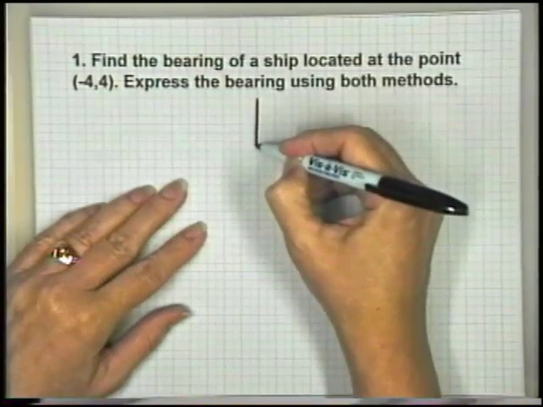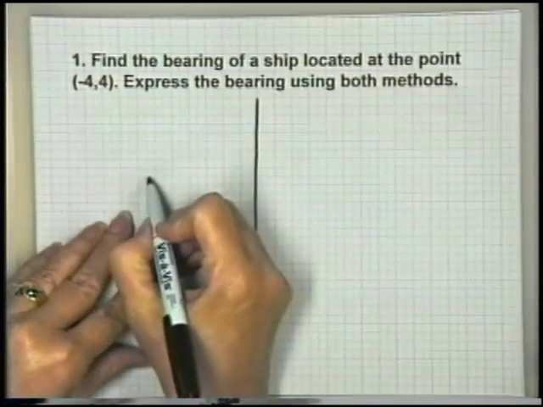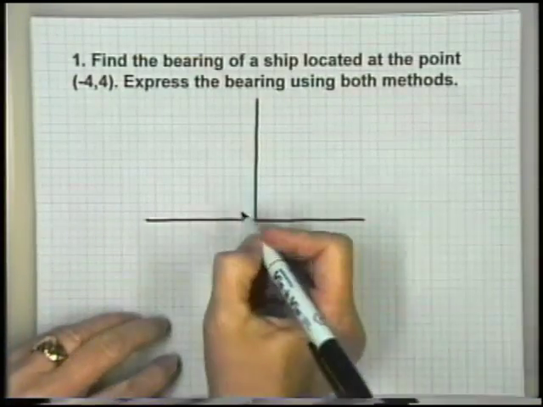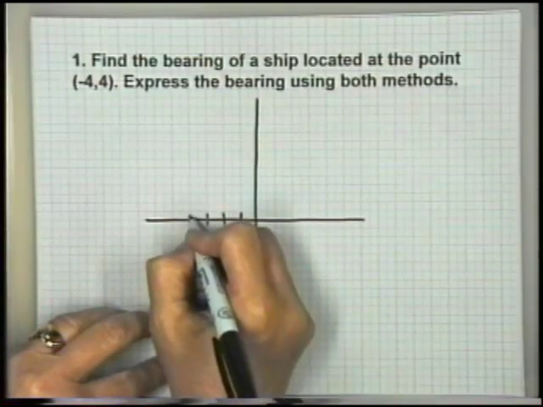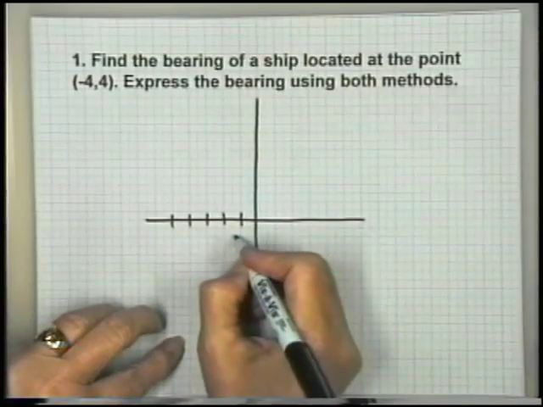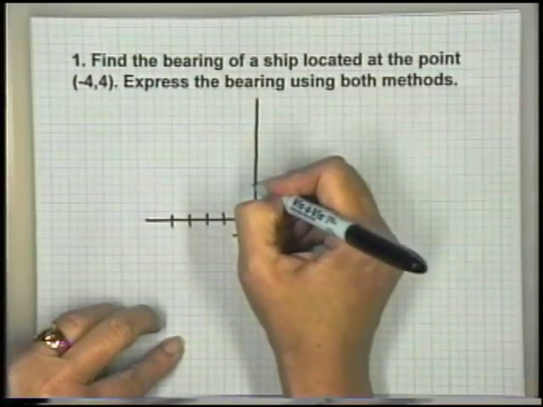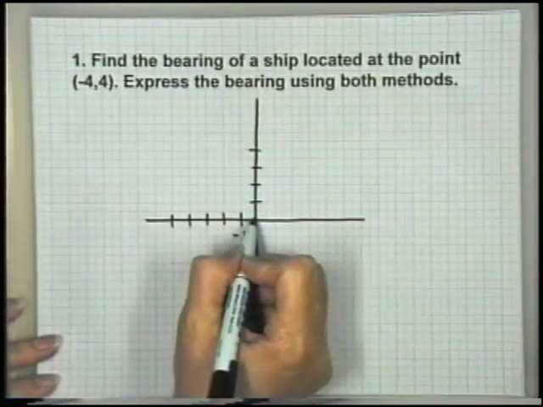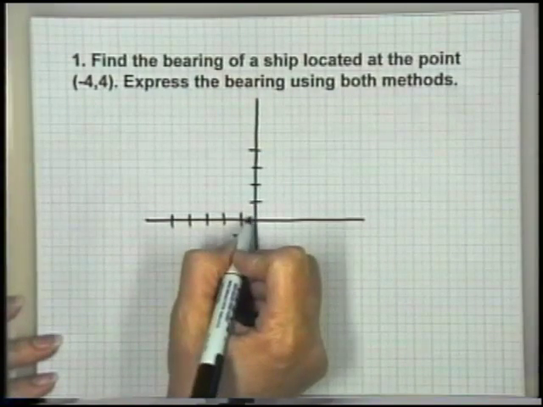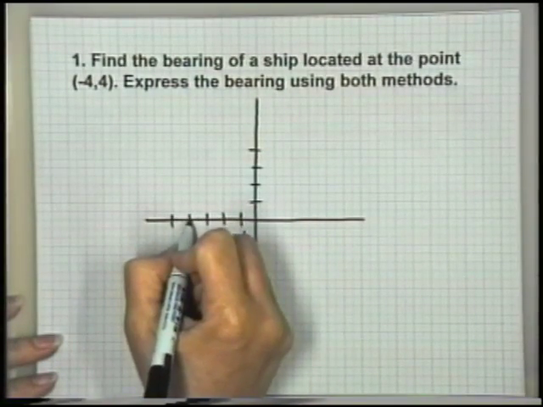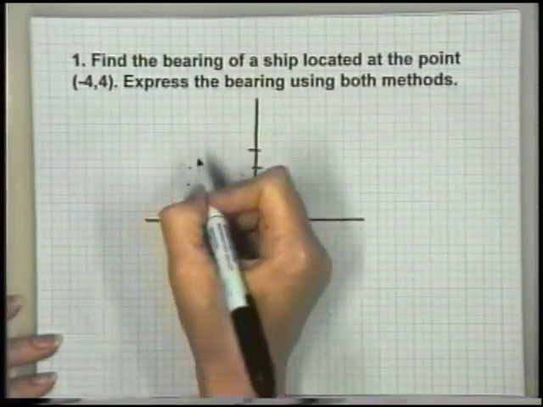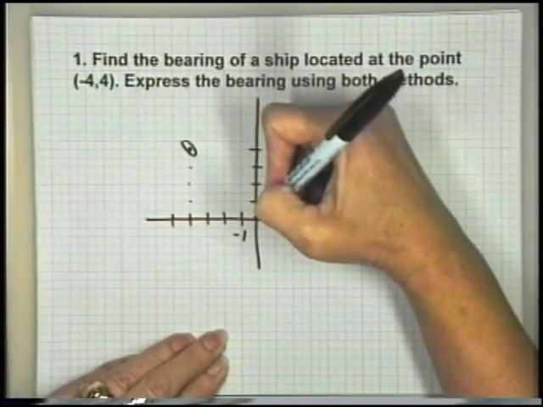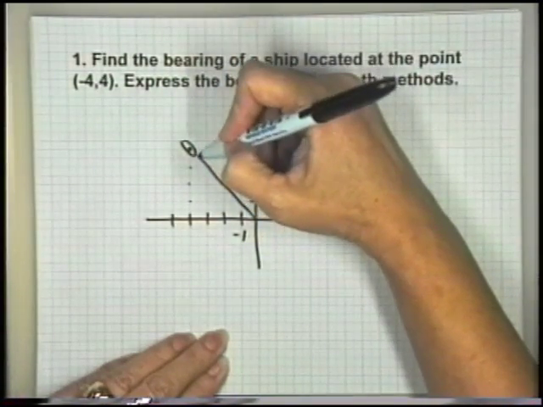Well, first let's just draw a rectangular coordinate system. Of course, that means (-4, 4) on the rectangular coordinate system, doesn't it? So I'll let this unit represent 1, so of course that's negative 1, and so I won't label all of those. We'll just count. Let's find that point, negative 4, 4. 1, 2, 3, 4, up, 1, 2, 3. So my ship is at this point right here, and I'm going to go ahead and draw this line.